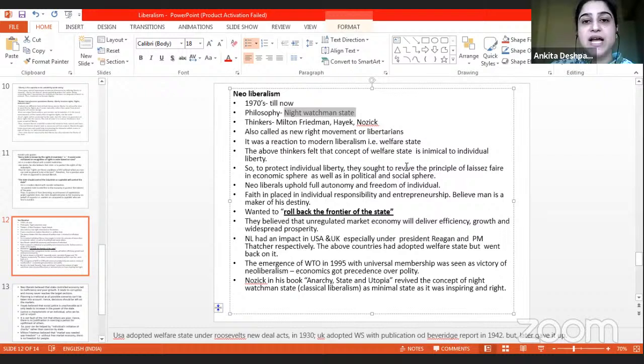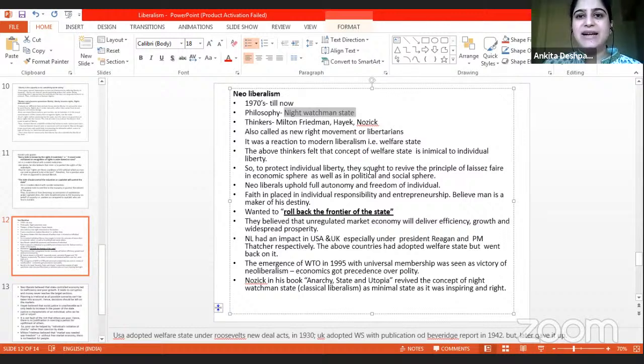What is that? Limited state. But neoliberals went two steps further than classical liberals. To an extent, they said an individual knows what is best in his own interest. So an individual should never be constrained by family, religion, or by what is morally right or wrong. Let the individual decide for himself. Full autonomy, no restrictions on the individual.